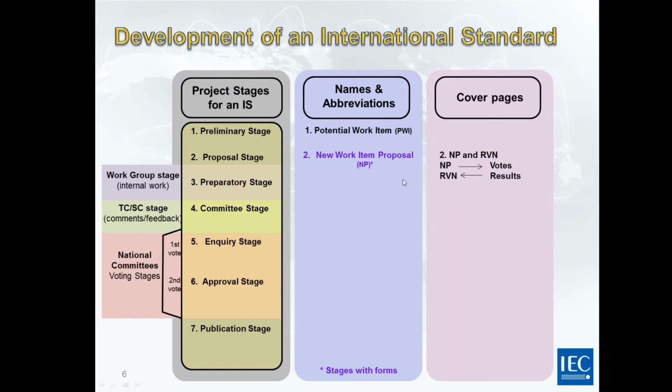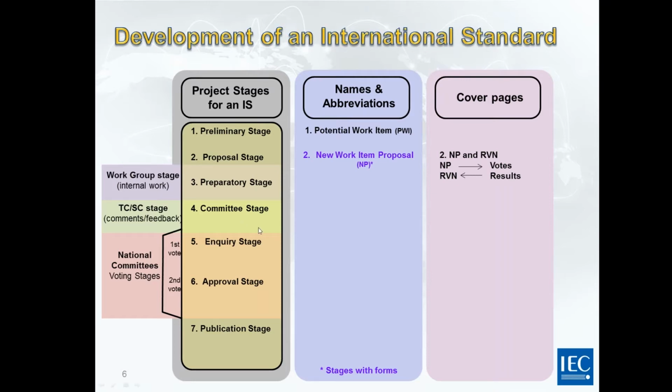If the proposal is approved, then we move on to the preparatory stage, stage number 3, and this is where the working group is set up with all the experts involved. And there is internal work in the working group, and at this stage, no document is officially circulated to the IEC national committees.